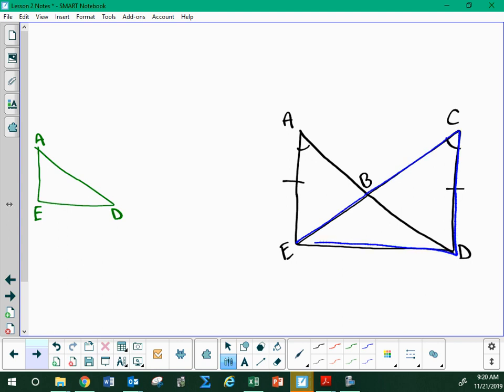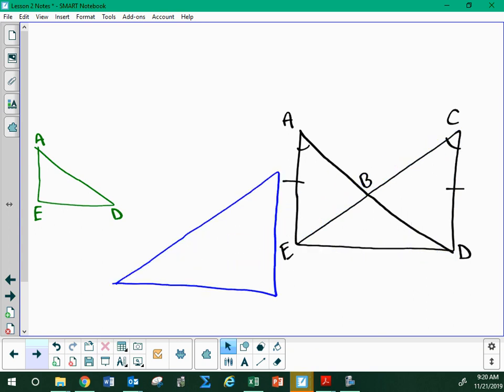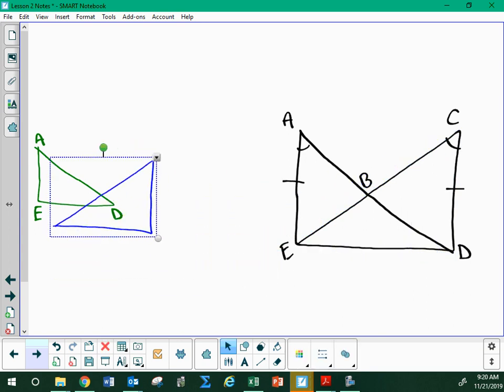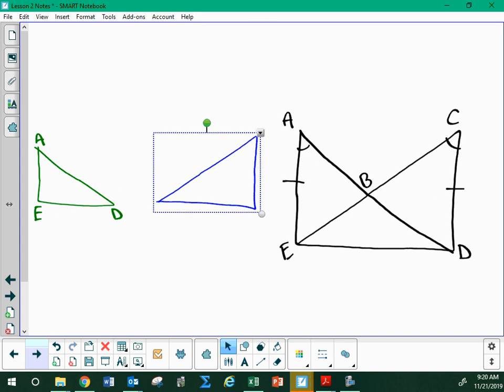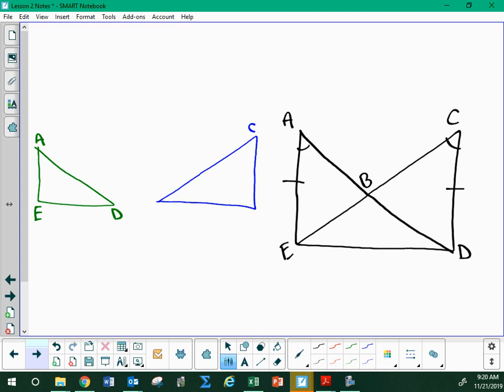Whenever we have overlapping, I highly recommend you draw it separately. And this would be C. Let's draw that given information. So I have A and C congruent, and AE and CD.